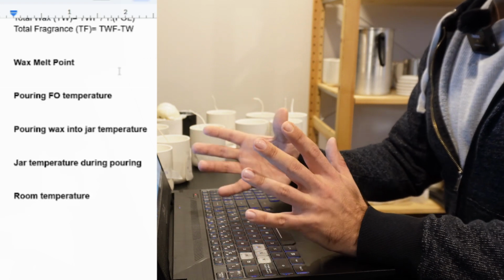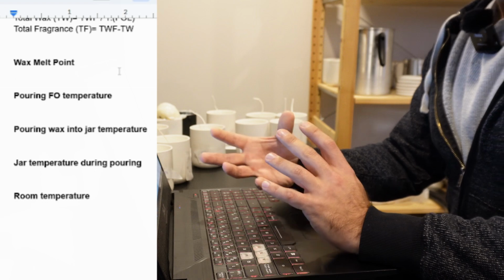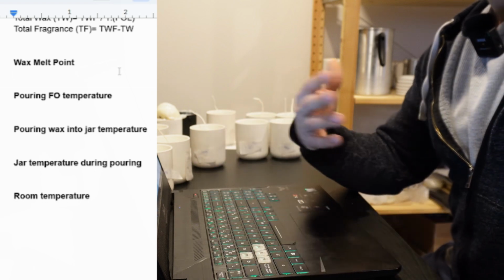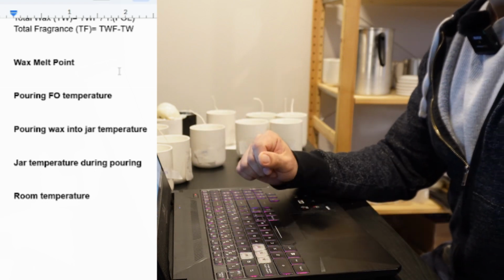Next, we have the wax melt point. Maybe I could reword this, and you can change it up as much as you want. Feel free to do what you want with it.